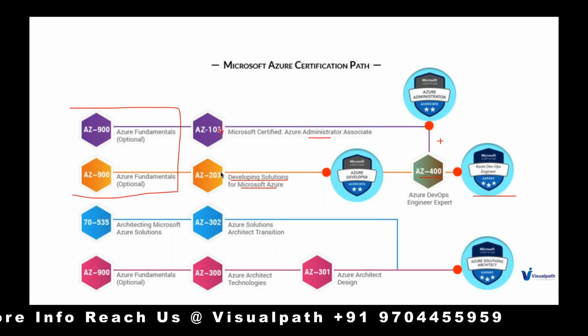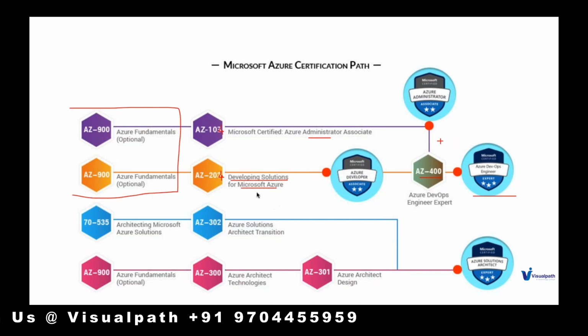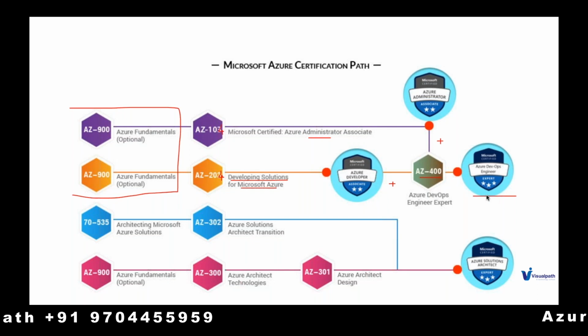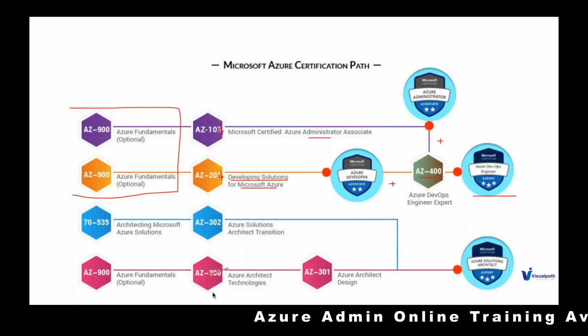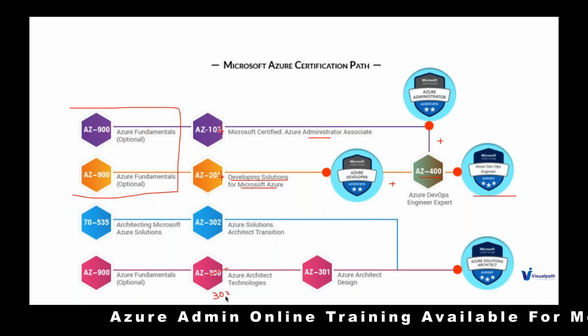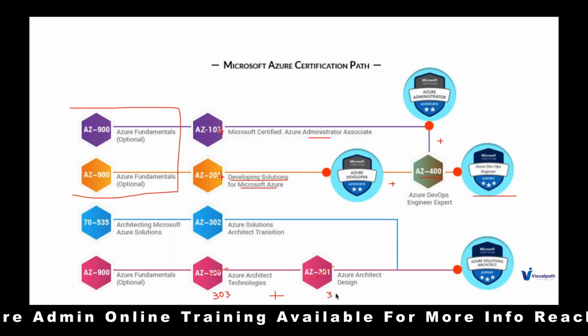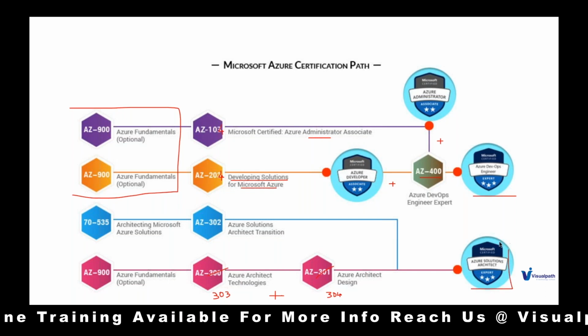Or if you're looking at developing solutions in Azure, then your track is AZ204. Earlier it was called 203. So 204 plus AZ400, and you'll be an Azure DevOps Engineer Expert. So this is the career track for your DevOps part. If you are looking for architect level, you can directly take AZ300, sorry, 300 was the earlier code, the latest code is 303, plus 304. Earlier it was called 301, now it is called 304. With this, you will be certified as an Azure Solution Architect Expert.